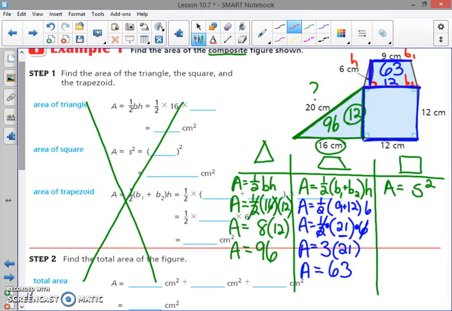All right, let's move over to the square. Should be pretty easy. It's 12 by 12. So area equals 12 squared. So the area of this square is 144. Okay, we're not done yet. Think to yourself, what do we have to do?